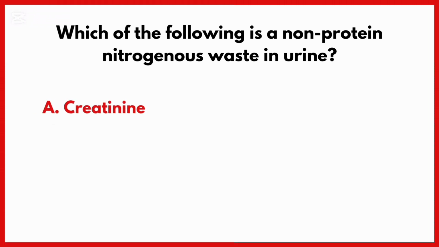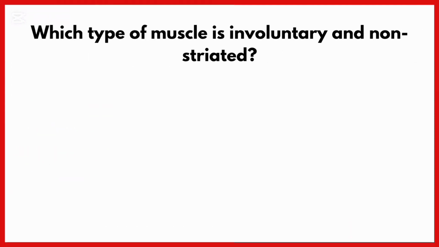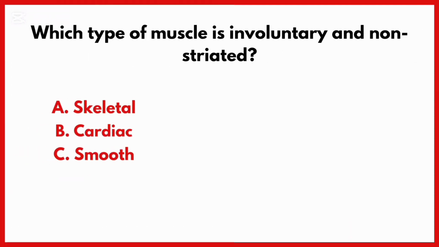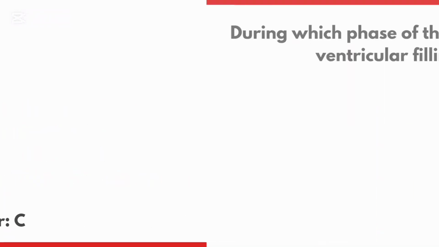Which of the following is a non-protein nitrogenous waste in urine? Correct answer is option A, creatinine. Which type of muscle is involuntary and non-striated? Correct answer is option C, smooth muscle.